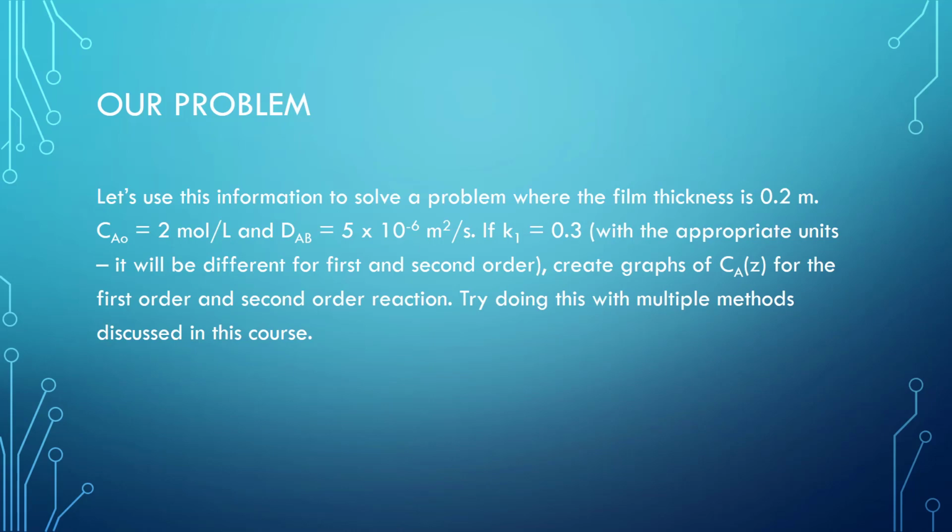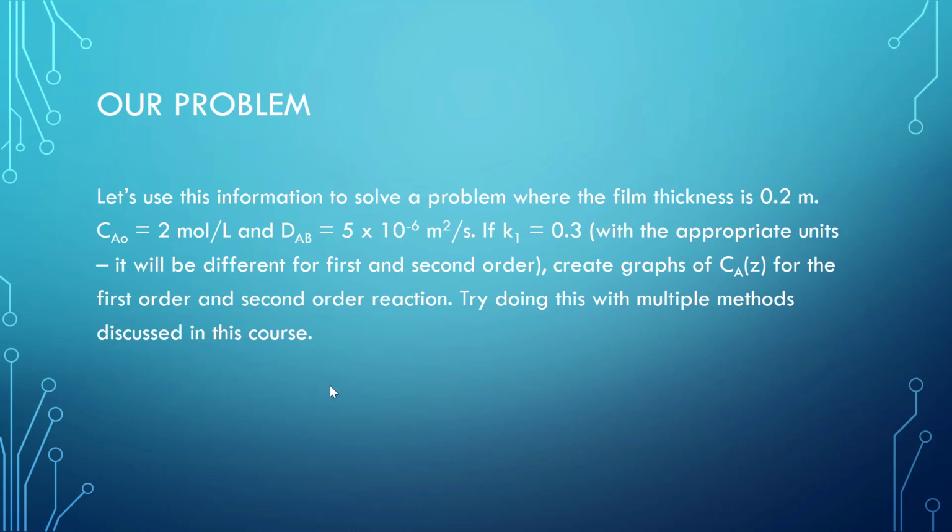So what I want you to do is solve a problem. I've just made up some numbers, okay? The film thickness is 0.2 meters. The initial concentration is 2 moles per liter. Diffusivity, 5 times 10 to the negative 6 meters squared per second. Now, K1 is going to have different units, whether it's first or second order. Just use a number 0.3 and trust that the units work out. I made it up, so it's not a real problem.